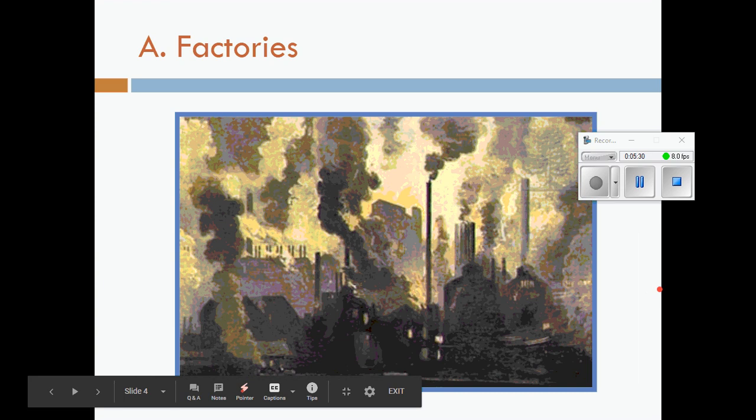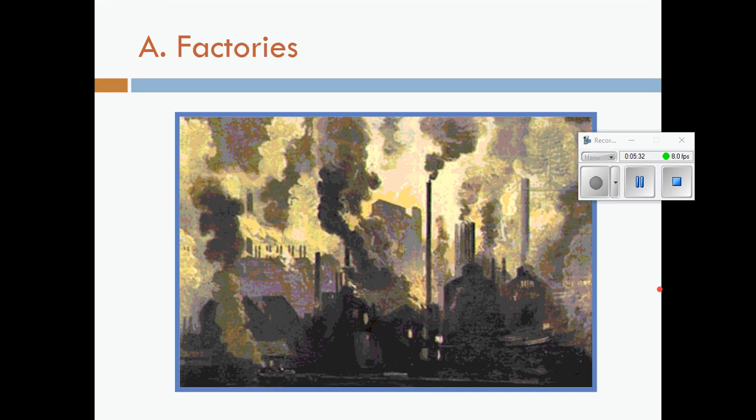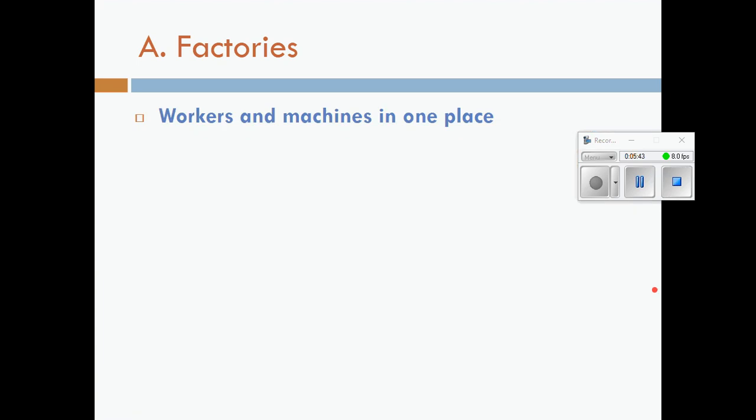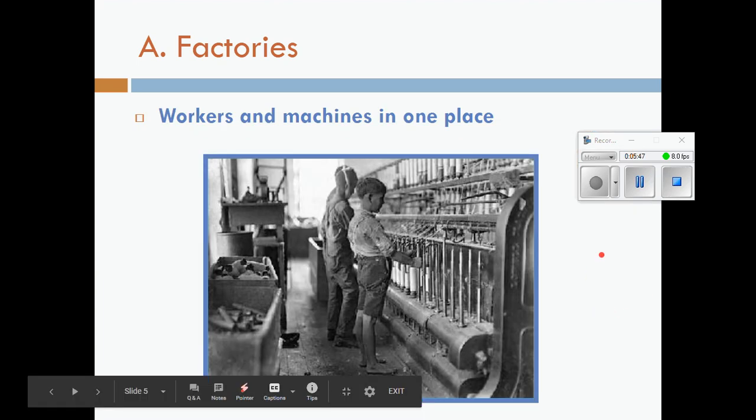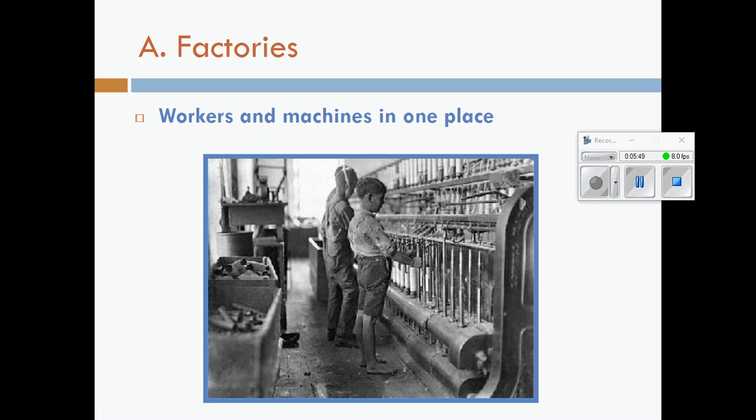So your factories are really your main thing that we'll talk about with the Industrial Revolution. This is where your big changes come, and you can see this picture here. It's not just jobs changing, but city life will change as well. Your factories are really where you have your workers and machines in one place. Now, one thing we're going to talk about in this section is the people who are employed there.